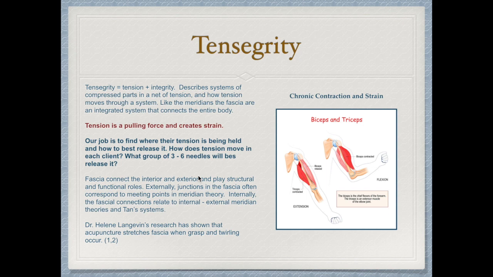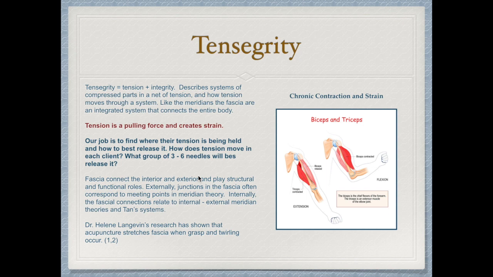So understanding how to find tension in your clients and how it moves through the system is an essential part of what we do. And I find that thinking in terms of tensegrity is really beneficial to acupuncture and understanding how to create point prescriptions and how to pair your points up and how to transition through a single session or through a course of treatments so that you're not always using the same points, and so that you're changing your point prescriptions based on where the tension moves or what you know about the underlying chronic contractions that may be present and how that's producing strain.